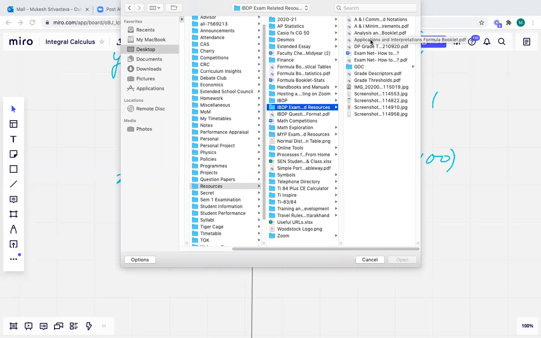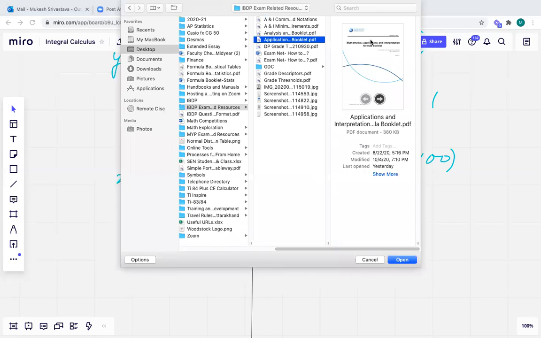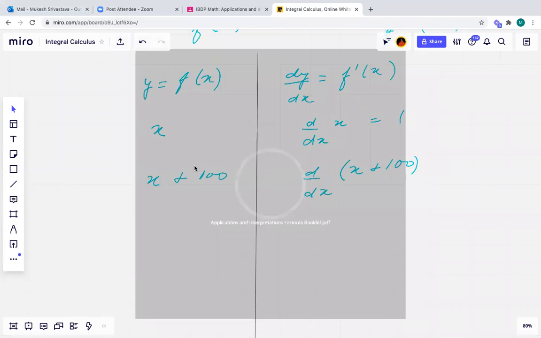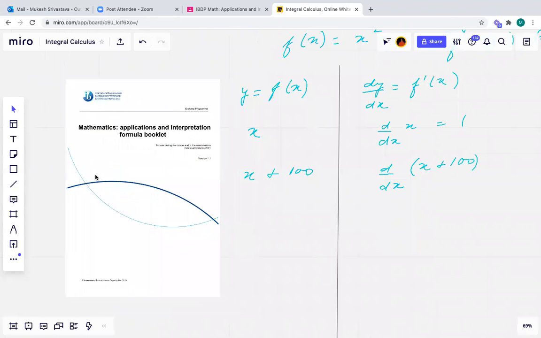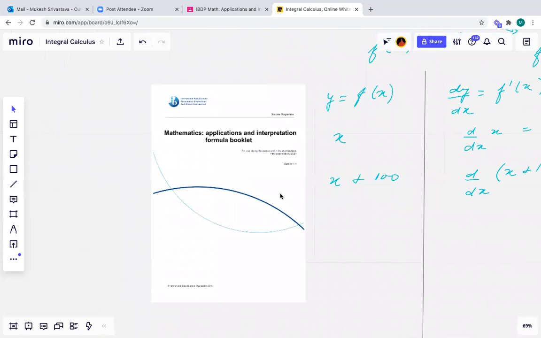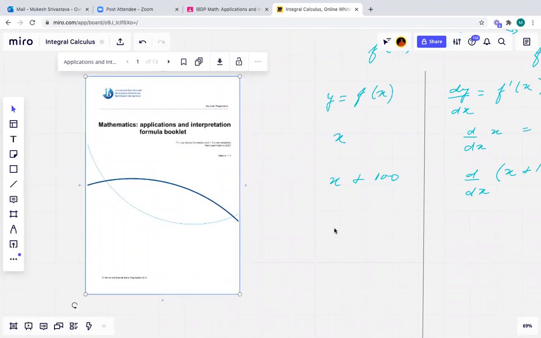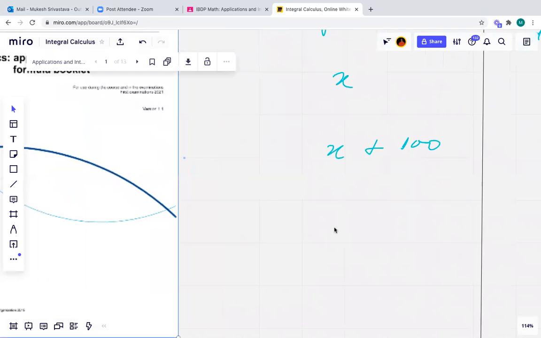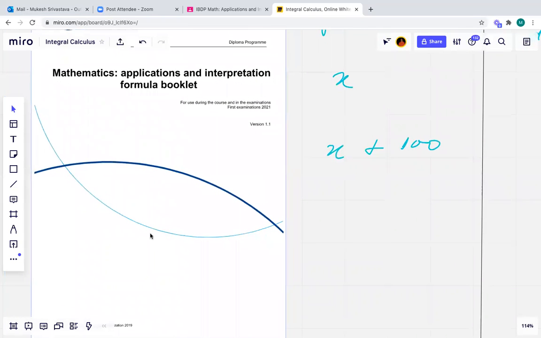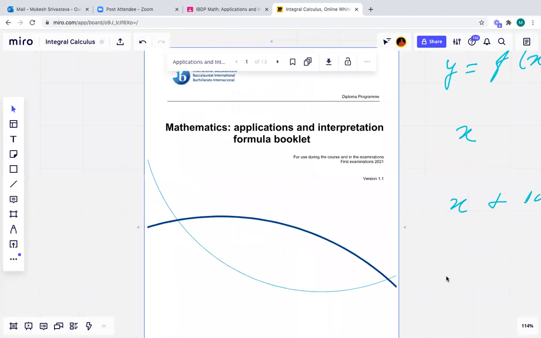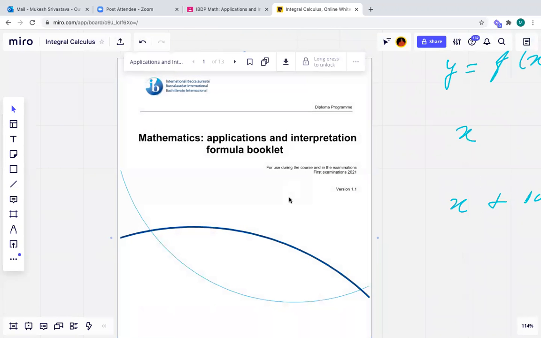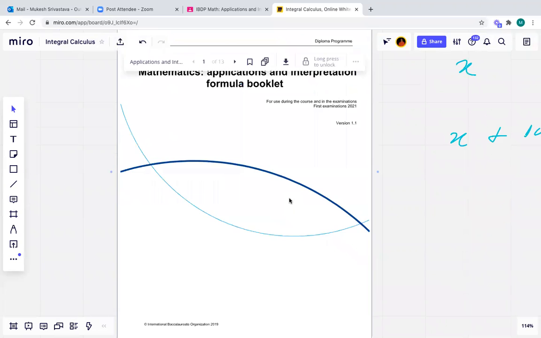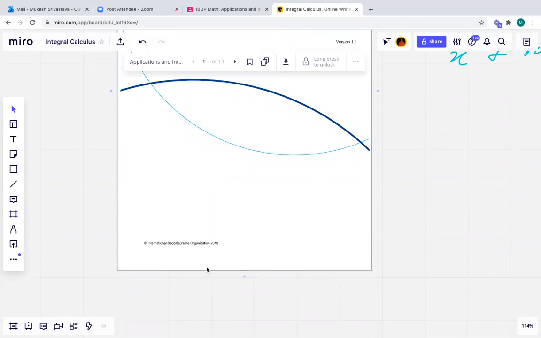Right. Yeah, this one. The booklet, yeah. This is the formula booklet. Okay. In this, now let us see, how many pages would they have given?